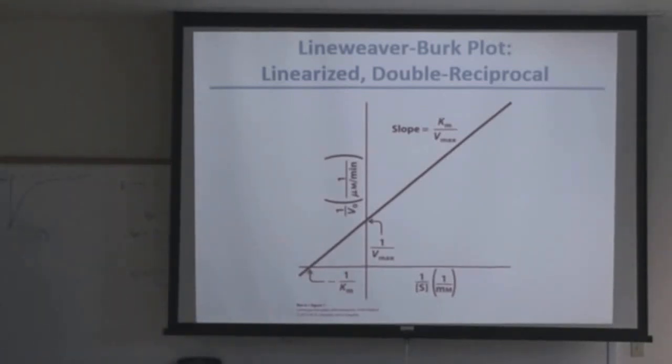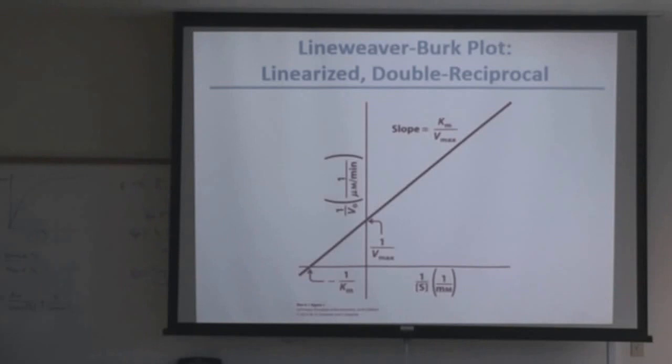Let me show you how we make that. So basically, you have, again, the Michaelis-Menten equation. But what we do is we make it a reciprocal plot. So instead of doing it like this, we do 1 over velocity equals Km divided by Vmax times 1 over the substrate concentration, plus the substrate concentration divided by Vmax times the substrate concentration. Do you see how this is a linear plot now?